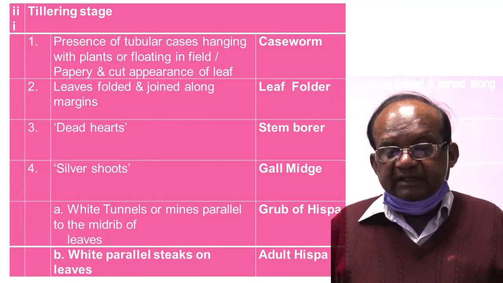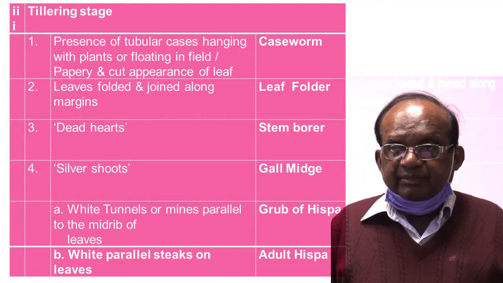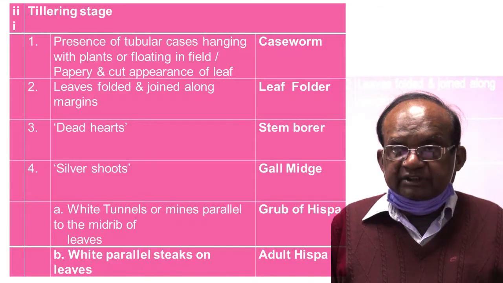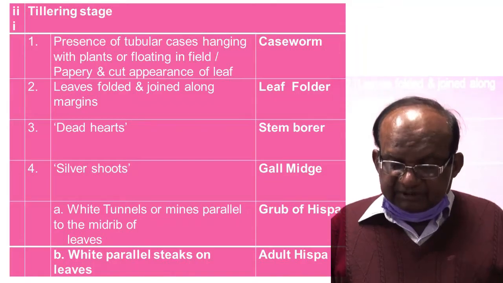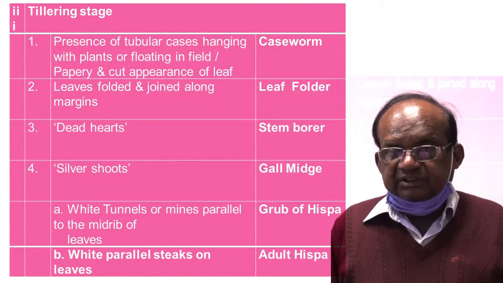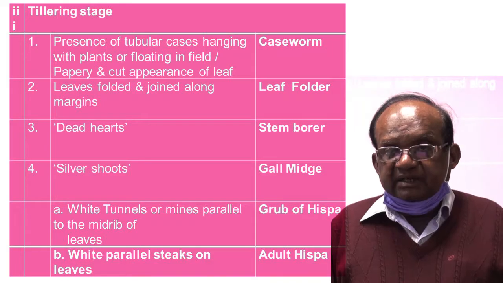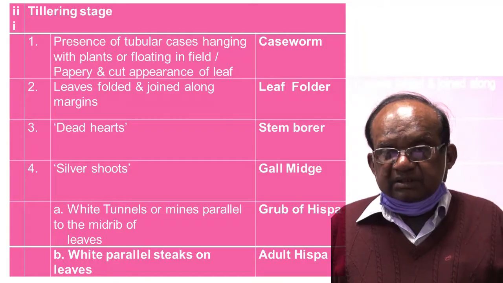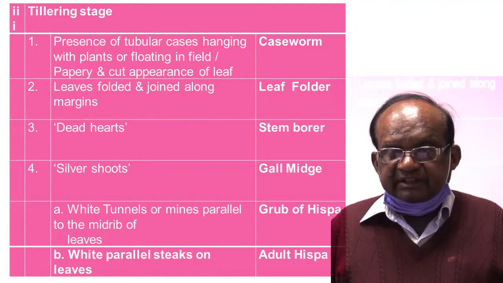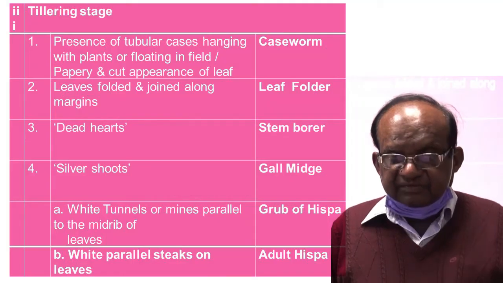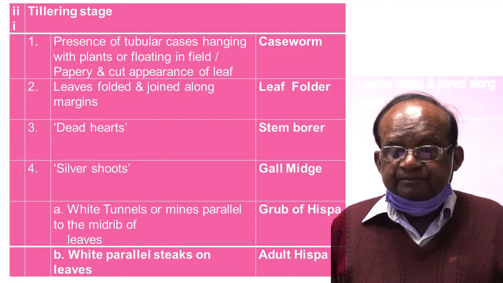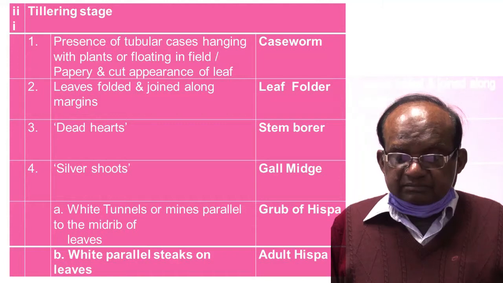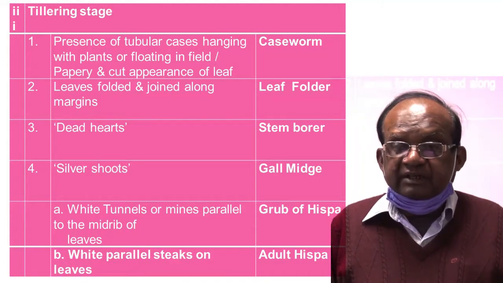Then leaves folded and joined along the margin. Sometimes leaf margins are tightened together, folded together, and within the leaf fold, if you touch the leaf, there is either a green type of larva or granular excreta of that insect, if the insect has already fled away. So this symptom indicates the presence of leaf folder in the rice.